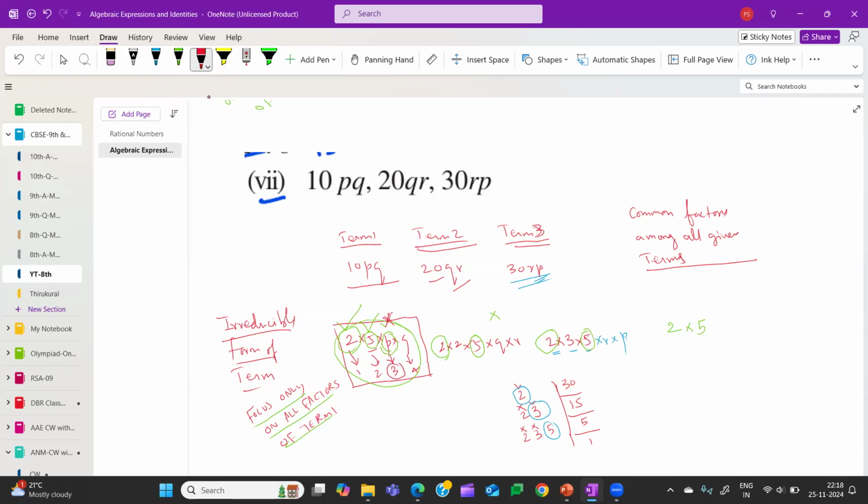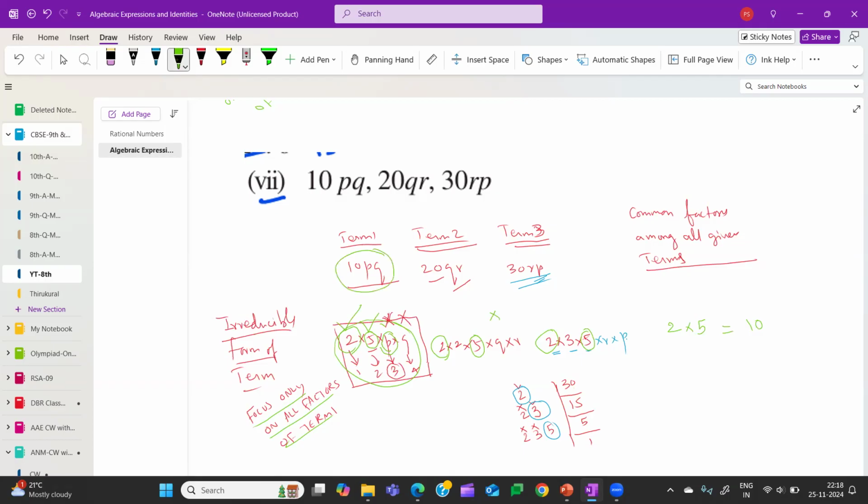Then the fourth factor Q, whether it is available as a common factor. Yes, this is also not available in the third term. So you are not writing it. So the common factor you are getting here is 2 into 5, which is 10. 10 is the common factor. So just compare this number now.